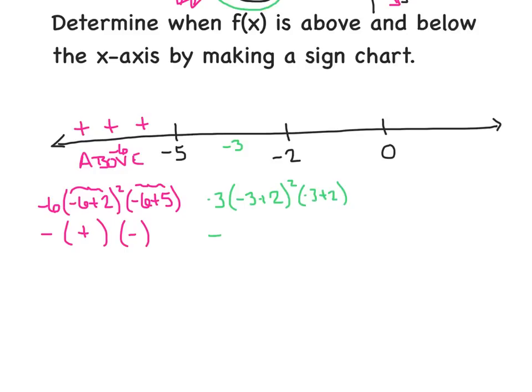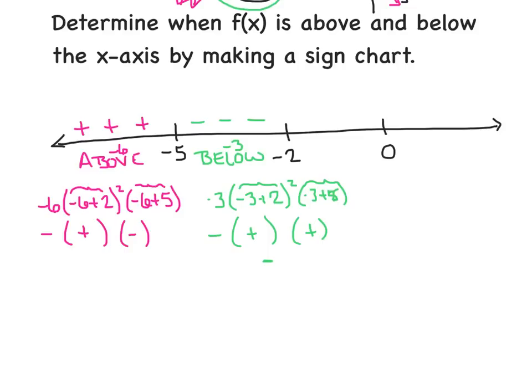And I've got a negative number times, let's see, I'm getting negative 1 squared, which is positive. And then over here I'm getting, oops, that should be a 5 right there, shouldn't it? Negative 3 plus 5 is a positive number. And if we multiply a negative times a positive, we get a negative answer, which tells me that the graph lies below the x-axis between negative 5 and negative 2.